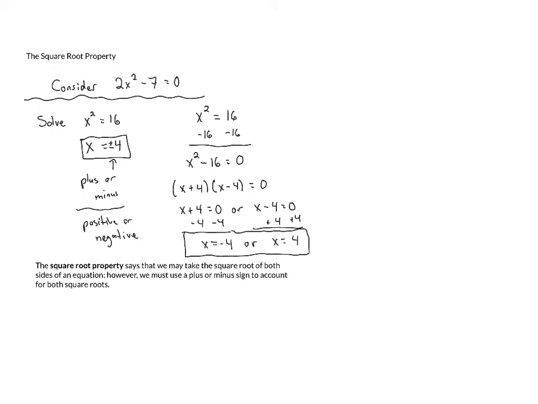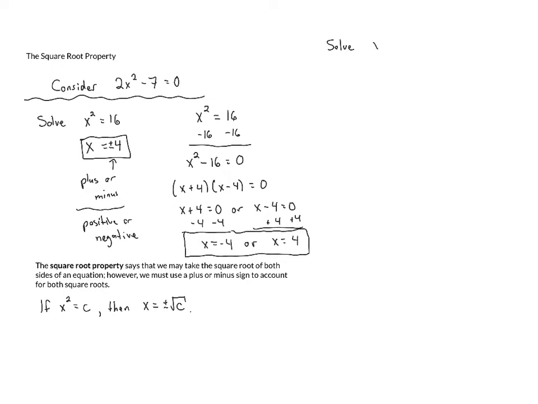The square root property says that we may take the square root of both sides of an equation. However, we must use a plus or minus sign to account for both square roots. That's the square root property in words. If we wanted to write it algebraically, we could write: if x squared equals some constant, then taking the square root gives us x equals plus or minus the square root of that constant. Let's do some examples together.